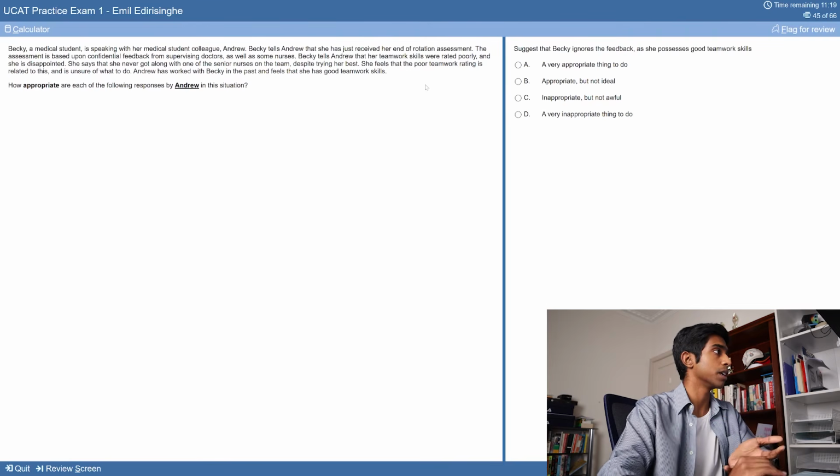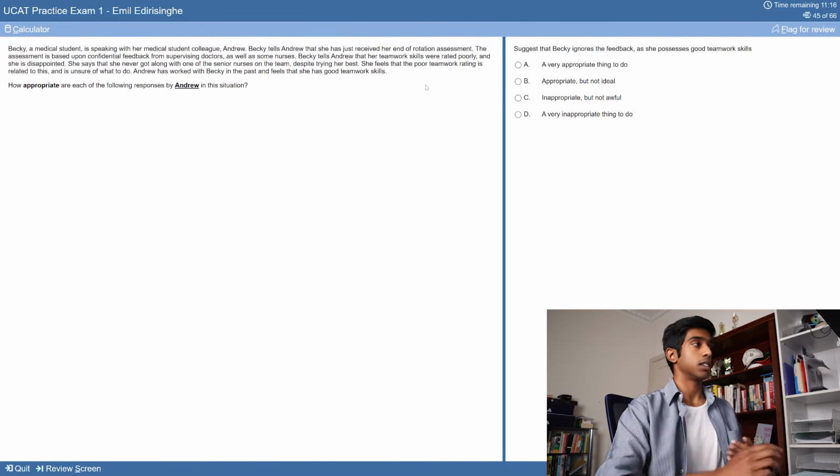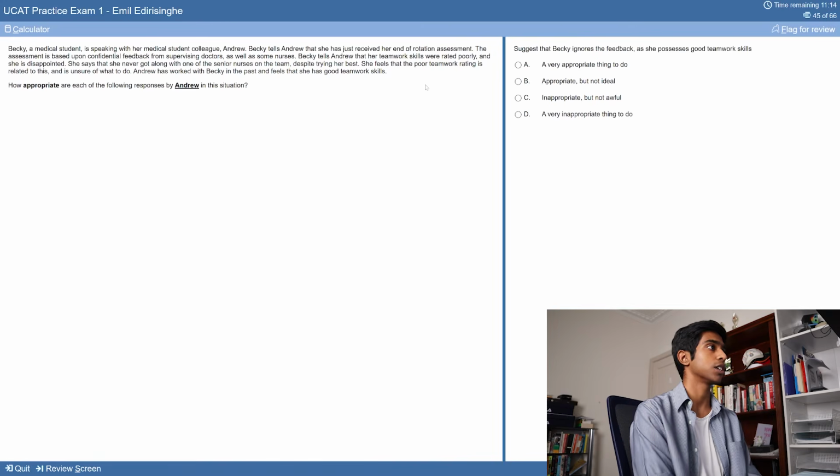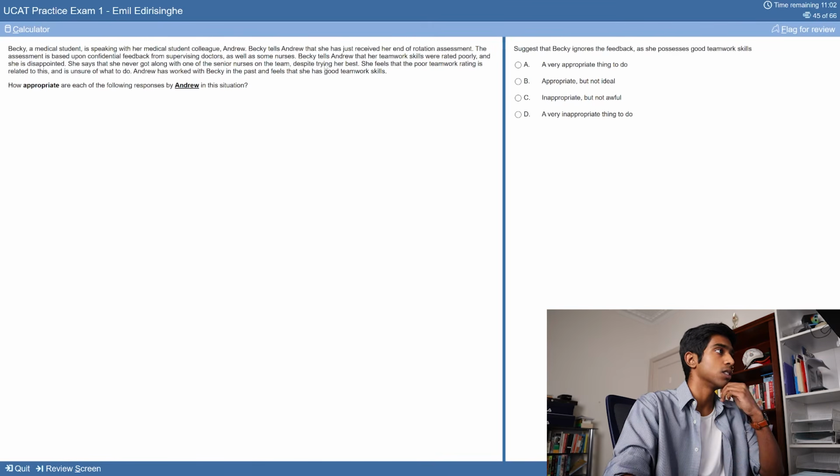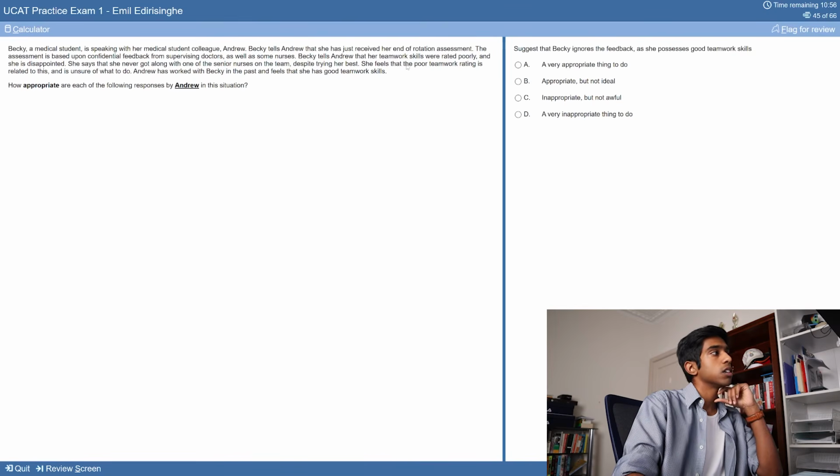Becky is speaking with a medical student colleague. Becky tells Andrew that she has just received her end of rotation assessment. She tells Andrew that her teamwork skills were rated poorly and is disappointed. She says she never got along with one of the senior nurses. Feels that she has good teamwork skills.